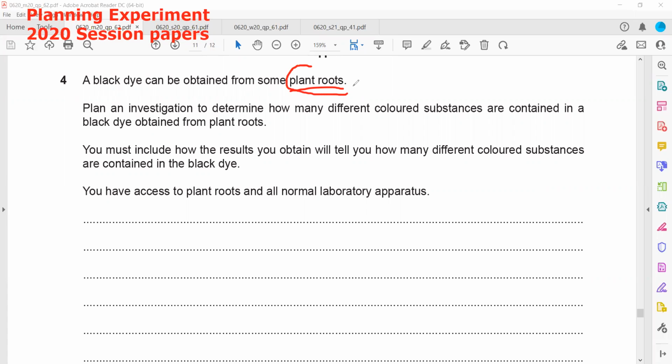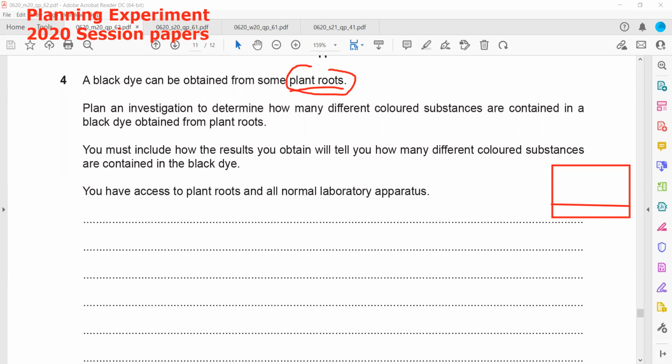So first we have the plant roots, but using chromatography, we can work out how many different dyes or colors are there in this plant root. But we have to extract the color first. So how can we extract the color? First thing, we have to crush. Why do we have to crush? Because when we crush a substance, it will have a large surface area, so the reaction rate will be faster. So we can extract the color quickly.